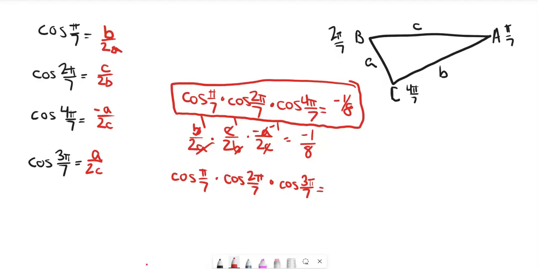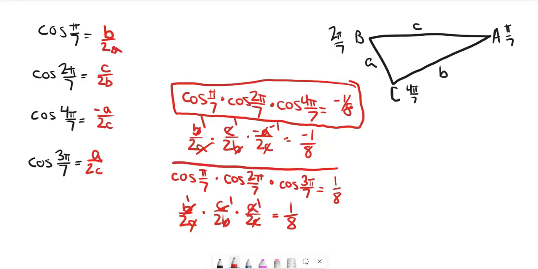So again, we set up the ratios below here: b over 2a, c over 2b, times a over 2c. We cancel the c's, the b's, and the a's. All the numerators are left with 1. So we multiply them, we get 1. Multiply the denominators, we get 8. So the final calculation for cosine pi over 7, cosine of 2 pi over 7, and cosine of 3 pi over 7 is equal to 1/8.